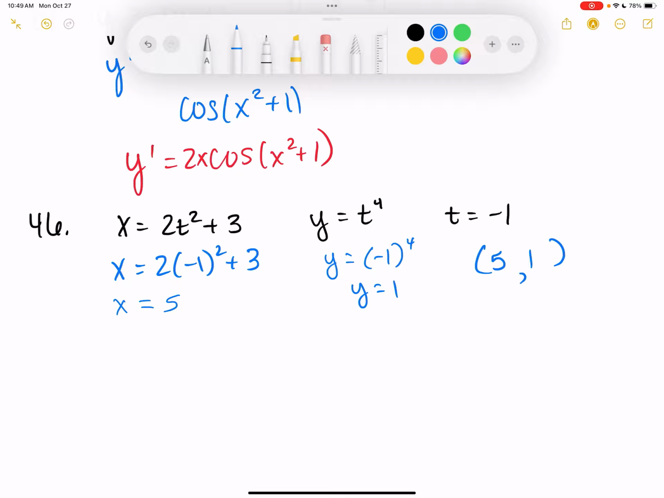So dx dt, and I'm writing it this way because I'm taking the derivative of x with respect to t, so I don't usually write x prime or something like that. I write what I'm taking it with respect to. So the derivative of this would just be 4t, and then dy dt is 4t cubed.